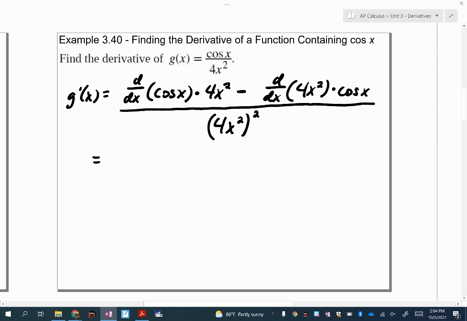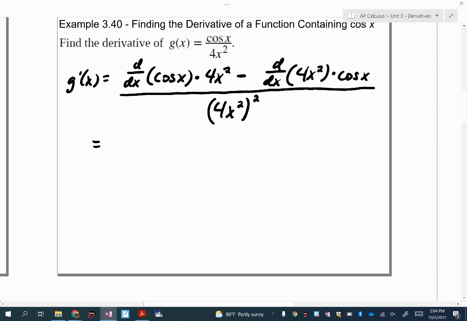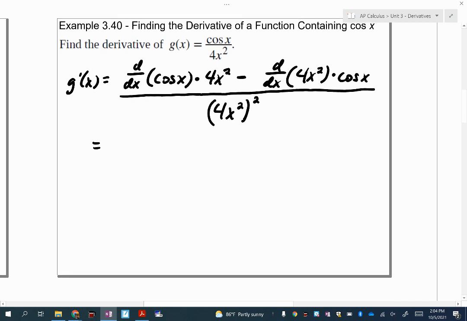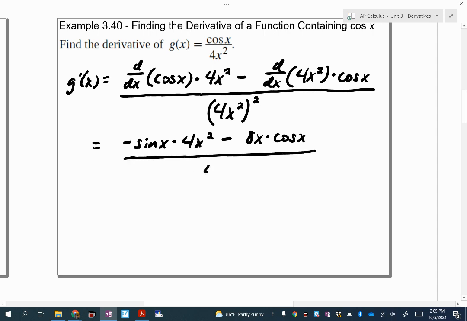All right, so let's find the derivative of cosine of x. The derivative of cosine of x using the slide above this is negative sine of x. So negative sine of x times 4x squared minus the derivative of 4x squared is going to be 8x. So 8x times the cosine of x all over 16x to the 4th power. So squaring the 4x squared.